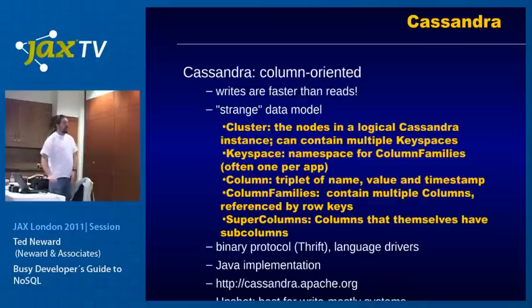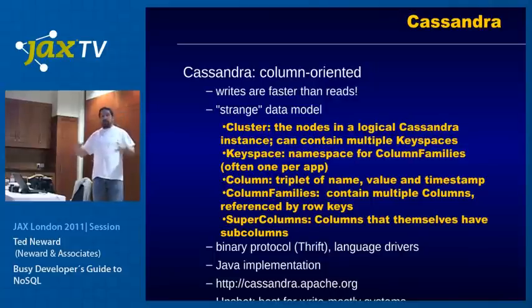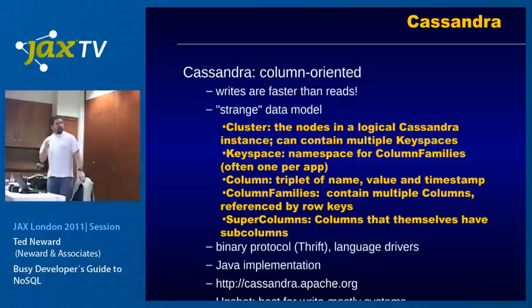Cassandra. Cassandra is all about building large collections of data, servers, nodes running in a cluster. Cassandra has one of the strangest data models you will ever see. It has columns, which are a triplet of name, value, and timestamp. And then we have super columns, which are columns containing other columns. Oh, I'm sorry, column families contain other columns, and then super columns have columns that have subcolumns. What? This one is a bit weird.